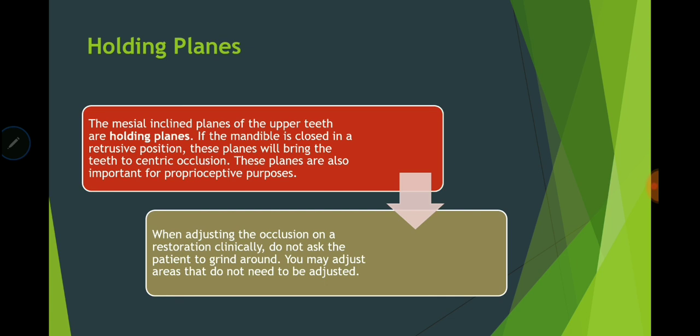So when you're adjusting the occlusion on a restoration, you don't have to ask the patient to grind around. Otherwise, you may adjust some areas that do not need to be adjusted, because the articulating paper that you use may mark the holding planes as areas of interference. So don't ask the patient to grind in all directions. Just ask them to open and close, and what you say is tap tap. If you tell them to tap tap, they're going to open and close without grinding.